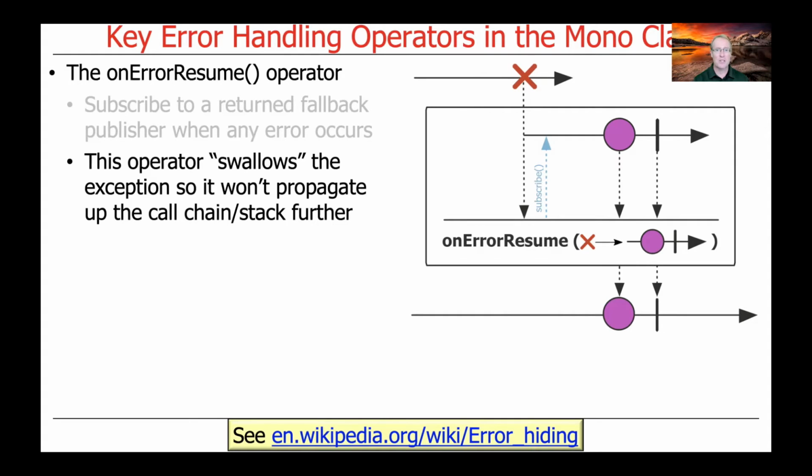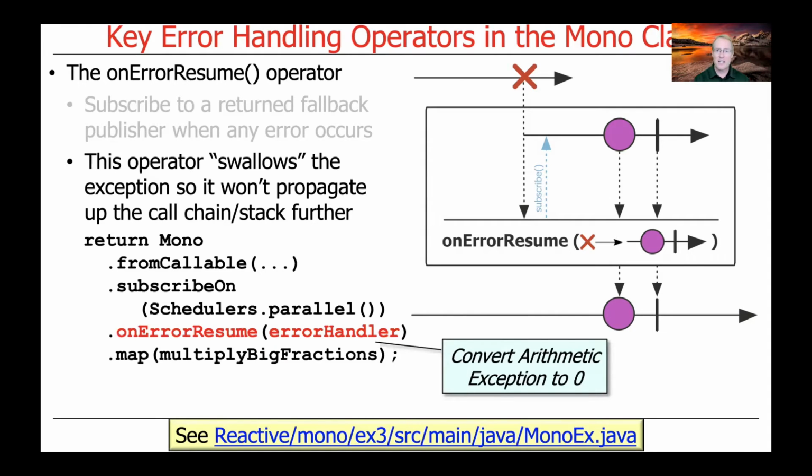The good part about it, of course, is you don't have unhandled exceptions that propagate out of a Mono chain. The downside is that it sometimes can be hard to figure out an appropriate value to replace the exception with that's meaningful and still allows something sensible to happen in the program. Let's take a look at an example.